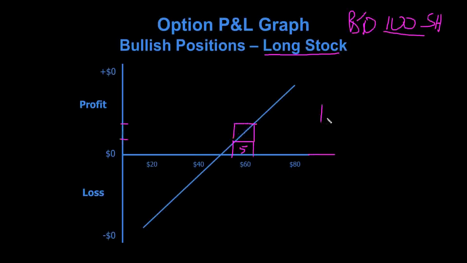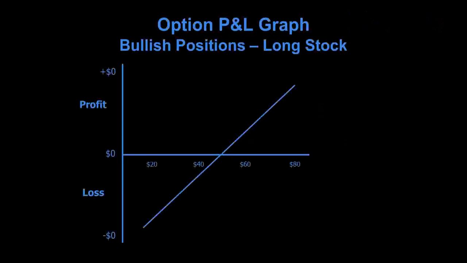It's very easy. For every $1 of movement, you make $1 in profits, up or down. It's very simple, very easy to understand. So that means that this graph right here, and I'm probably not drawing to scale, is a perfect angle. For every $1 move up, it moves up 1. For every $1 move down, it moves down 1. So it's a perfectly angled line.